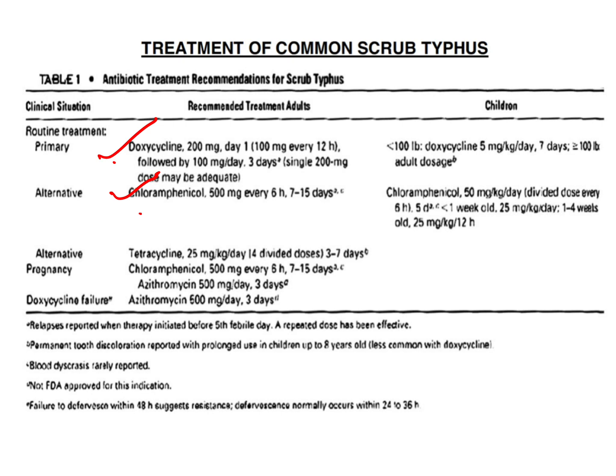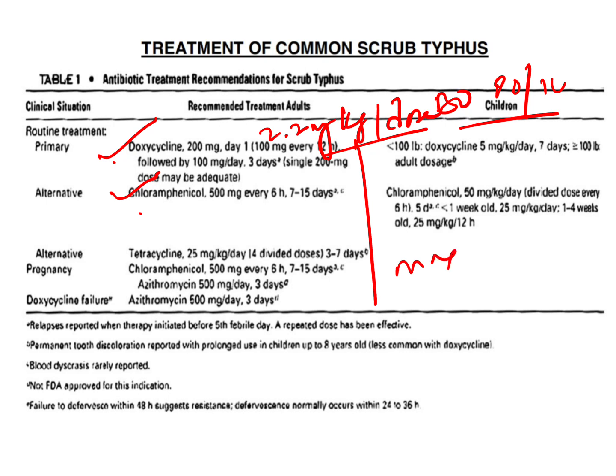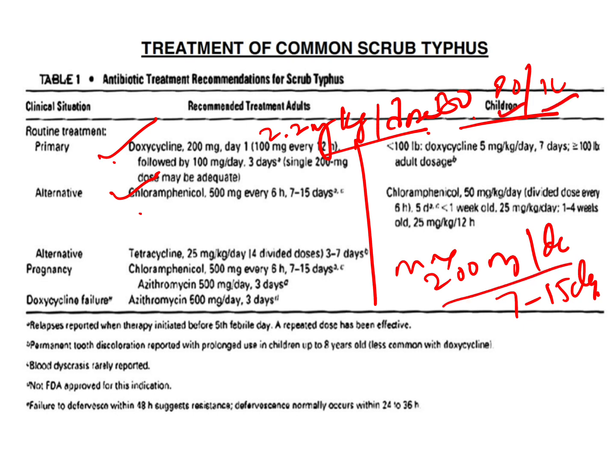The recommended treatment regime for scrub typhus is doxycycline 2.2 milligram per kg body weight per dose, BD, orally or IV, maximum 200 milligram per day for 7 to 15 days. So the dose of doxycycline is 2.2 milligram per kg per dose BD, orally or IV, and maximum 200 milligram per day for 7 to 15 days.